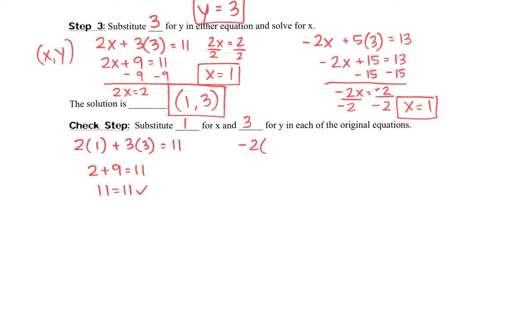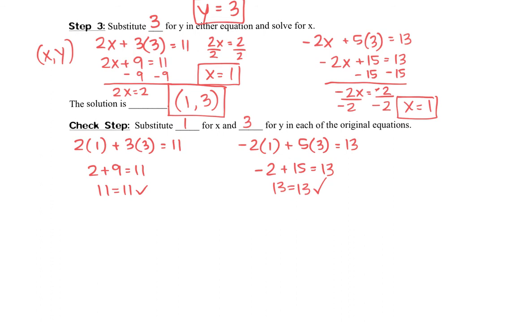Then we'll take the second equation, and so we have -2 times 1 plus 5 times 3 equals 13. So that's -2 plus 15, which is in fact 13. So since it worked for both equations, we know we have the correct solution.